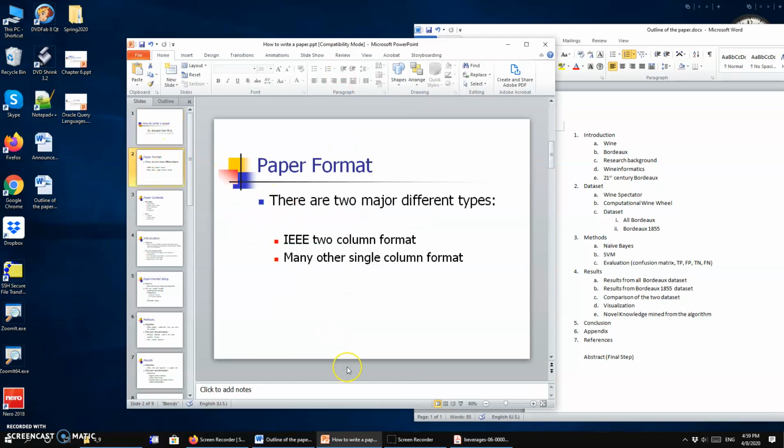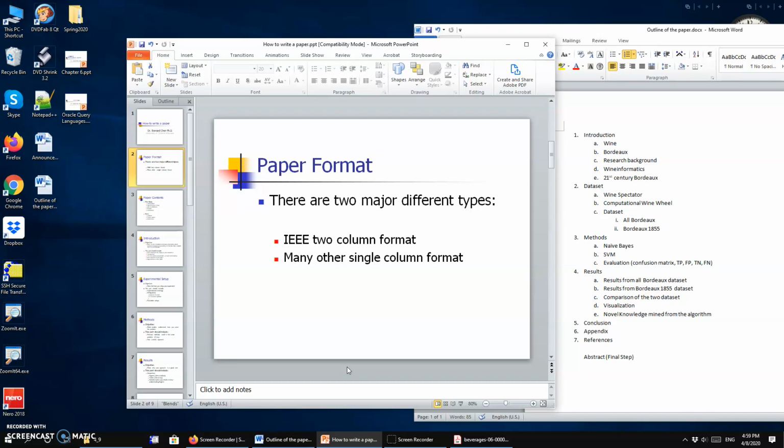How to write a paper. First of all, a paper has two major kinds of format. The one I showed you earlier is the one that's considered the more regular format, which is written in a single column format. However, in the files, I also included an IEEE 2-column format as the template. I want you guys to write your paper in the IEEE 2-column format. Again, you will have that template, so the structure is already there.